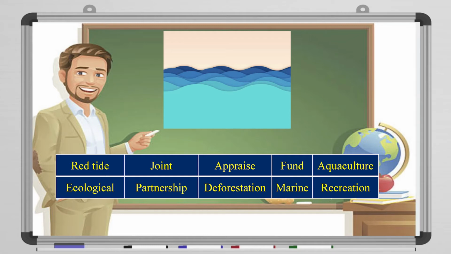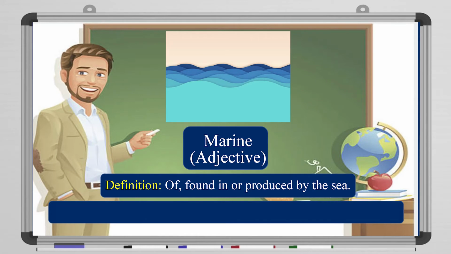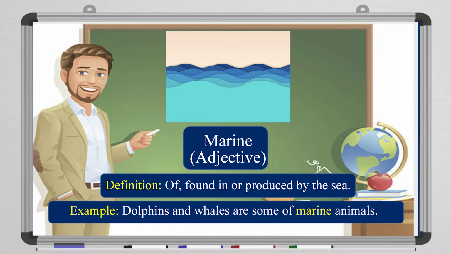So when you look at waves, what do you think of? Do you think of the land life or the marine life? I think I gave you the answer, right? It's marine, of course. And marine is an adjective. So marine means of, or found, or produced by the sea. As simple as that. So for example, dolphins and whales are some of the marine animals. Did you get that one?